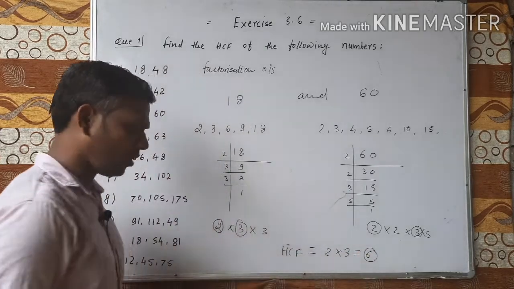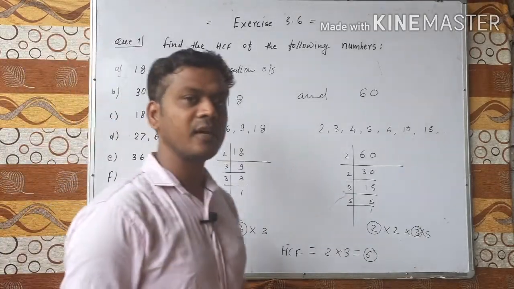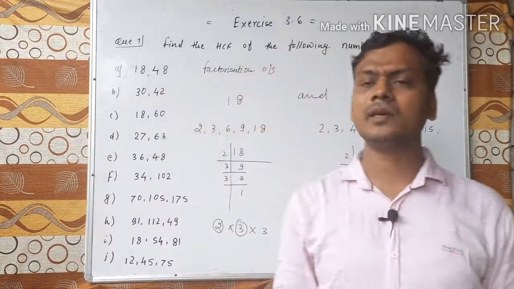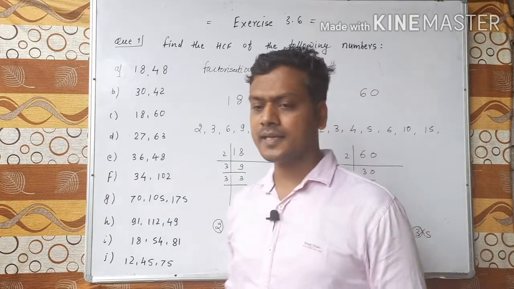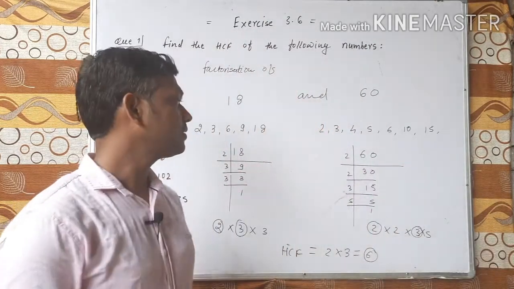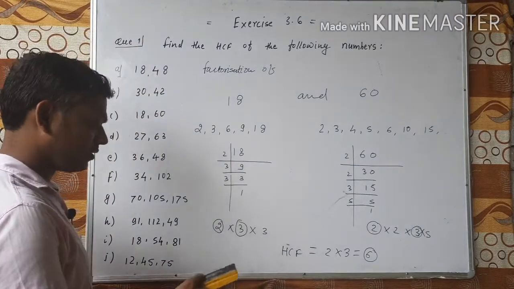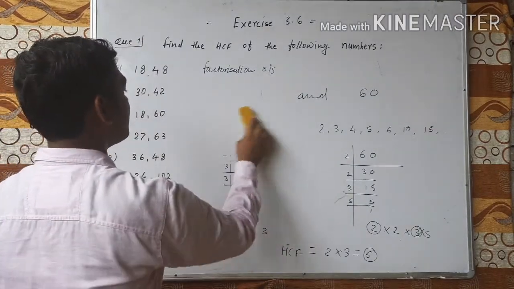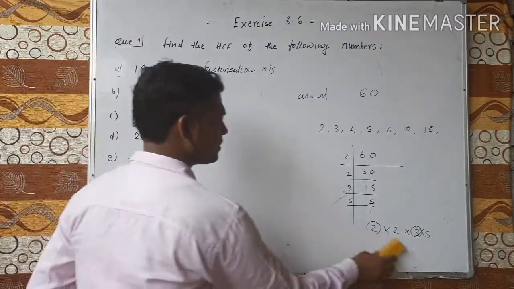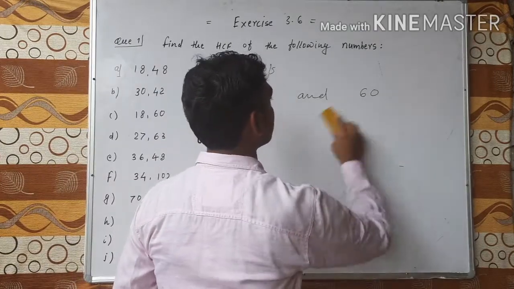So 6 is the HCF of the given numbers 18 and 60. All the questions are very easy and follow the same procedure. So everyone try by yourself to find out their answer.